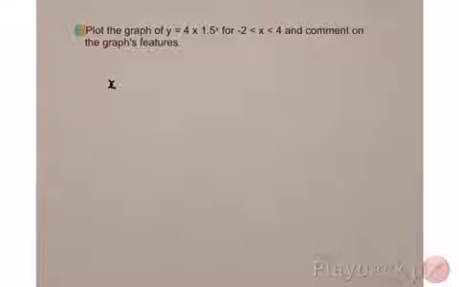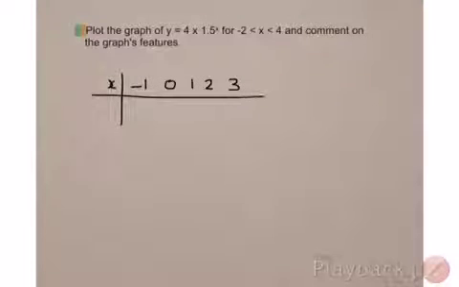First of all, I'm going to look at what x values I actually have. The x values have to be greater than -2, so I'll start with -1, 0, and it has to be less than 4, so I'm going to go as far as 3. Then I'm going to find out my y, which is given to me as y rather than f of x. So what y is going to be equal to. If I plug in x is equal to -1, I'm going to do 4 times 1.5 to the power of -1, and I get an answer of 2.67.